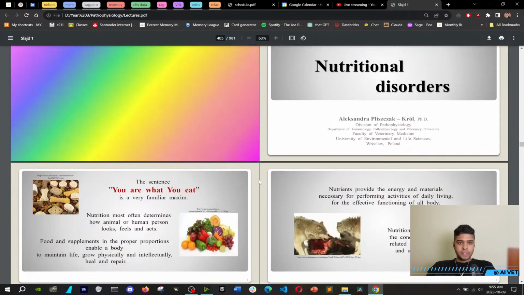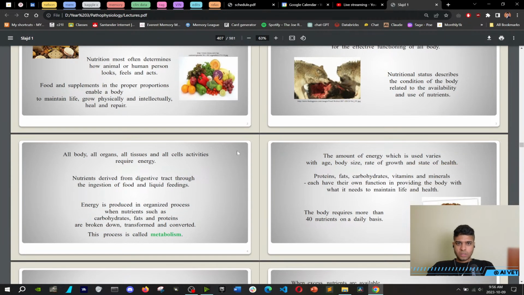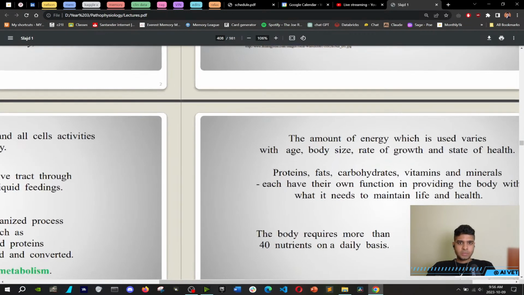Okay, let's go through nutritional disorder quick. We have 15 minutes or so. Nutrition derived from digestive tract to the ingestion of food and liquid feedings. Carbohydrates, fats are broken down and transformed. This process is called metabolism.